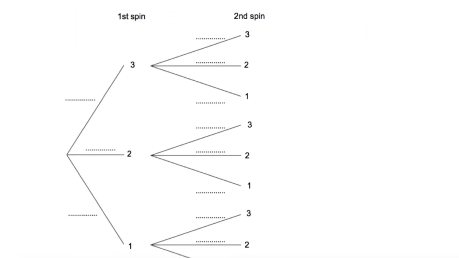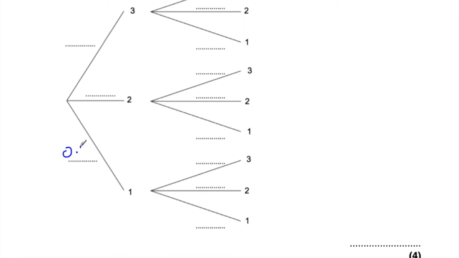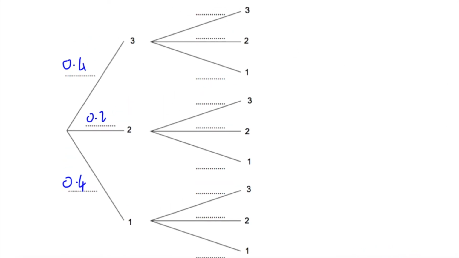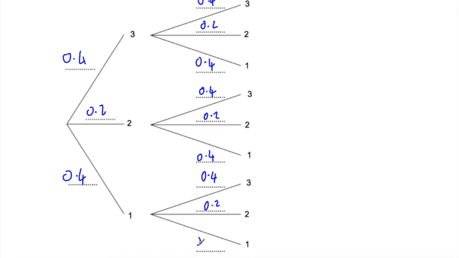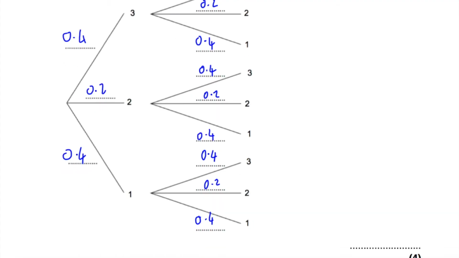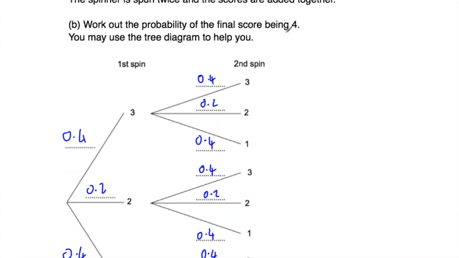So let's fill those in. Landing on a 1 is 0.4, landing on a 2 is 0.2, and the probability of landing on a 3 is 0.4. We can fill in the other probabilities too: 0.4, 0.2, 0.4, 0.4, 0.2, 0.4, 0.4, 0.2, and 0.4. Okay, so we've filled in the probabilities, and we've been asked to find the probability that the final score is a 4.